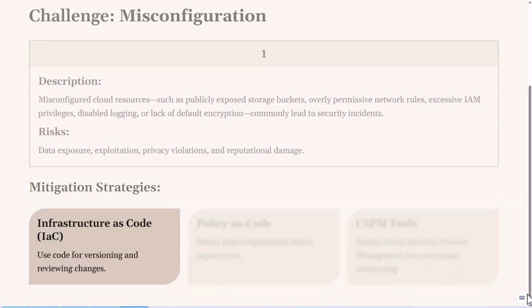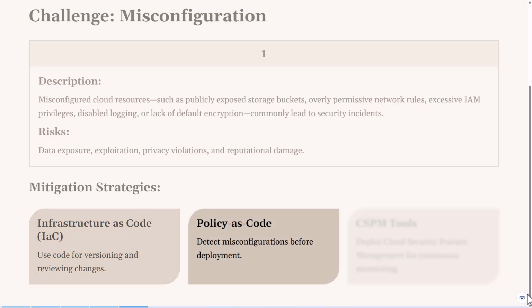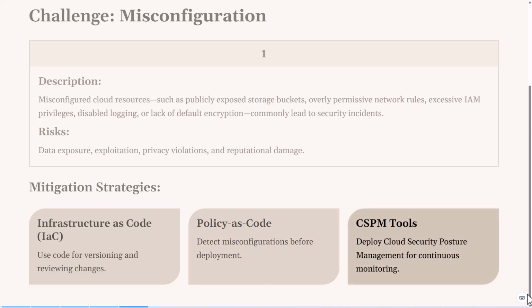Solution for this challenge is using tools like IaC, infrastructure as code, means writing cloud settings as code, or using policy as code, means checking settings before deployment, or using CSPM tools that find configuration mistakes automatically.